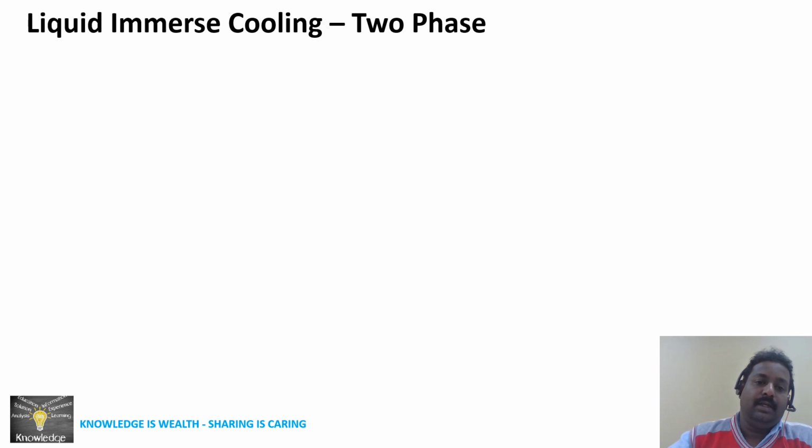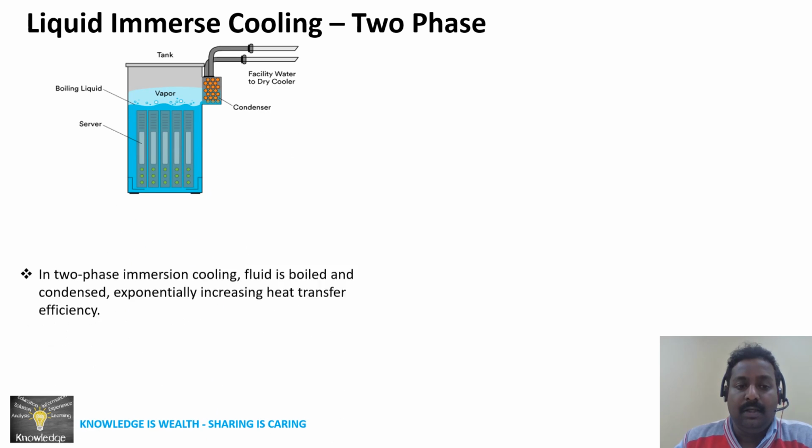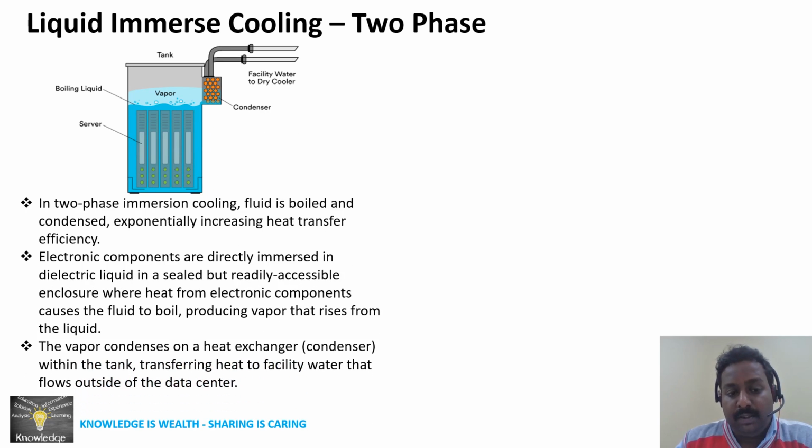Now let us see liquid immersion cooling, two phase. Why is it called two phase? Because here evaporation happens. In the earlier single phase immersion cooling system, there is no evaporation. The engineered fluid does not evaporate, and it always circulates in liquid form only through the heat exchanger. It cools and comes back to the rack, where heat exchange happens between the rack and the engineered fluid. The hot engineered fluid is again pumped back to the heat exchanger.